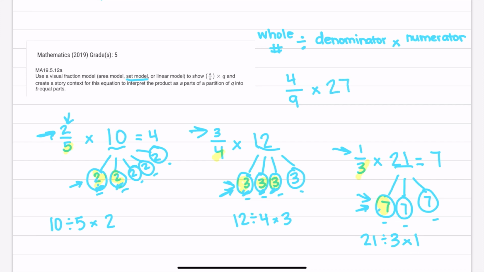Now I would like for you to use this algorithm to calculate the product of 4/9 and 27. Press pause and then press play when you are ready to check. Okay, so first we're going to take our 27 and divide it by 9 and multiply it by 4. So we know that 27 divided by 9 is 3, and 3 times 4 is 12, so we know the product is 12.